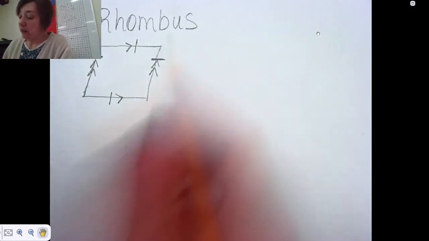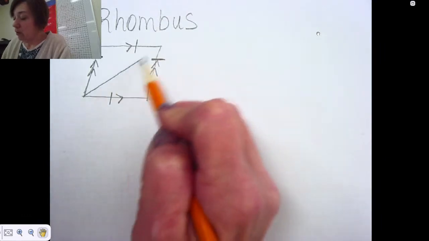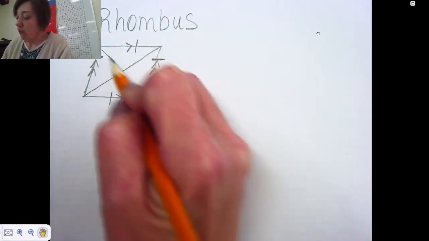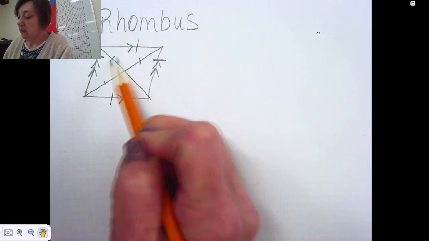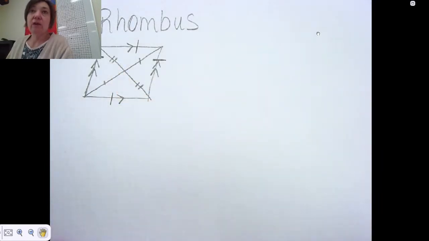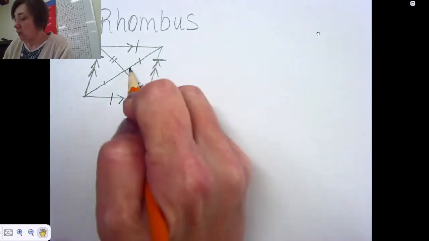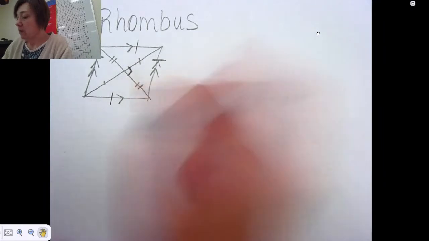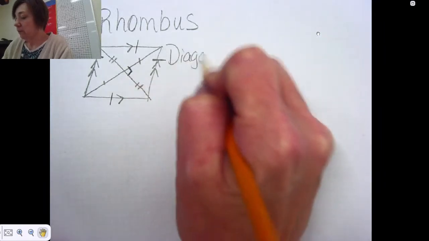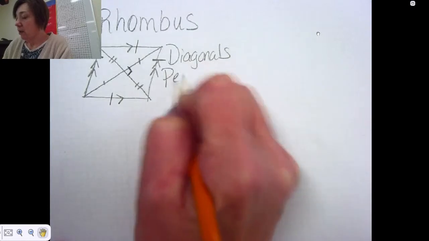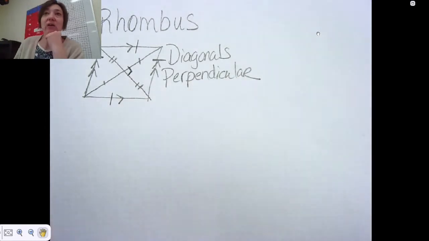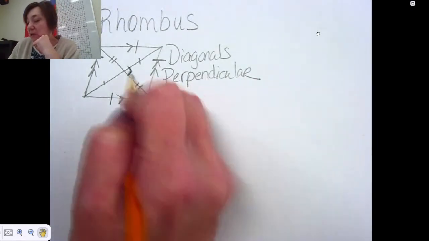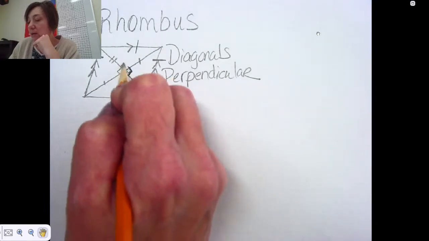Now, because it is a parallelogram, the things that we know are true are that the diagonals bisect each other, right? So this is congruent to this, and this is congruent to this because they bisect each other. But because it's a rhombus, here's a new one that you didn't know. Because it's a rhombus, they're also perpendicular. So the diagonals of a rhombus are perpendicular, which means not only do they bisect each other, they do it at 90 degrees. Okay? So that's a 90-degree angle right there, there, there, and there.